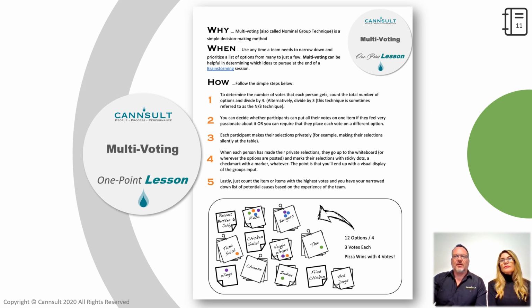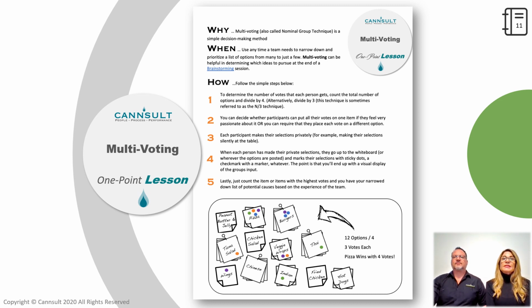which are the most likely high-impact contributors to the problem that we are trying to solve. We could either have a long drawn-out debate that leaves everyone exhausted, or we could eliminate the verbal cyclone and do a quick multi-vote. The method is simple. Count the total number of options and divide by 4. That's how many votes each person gets. You can decide whether participants can put all their votes on one item if they feel really passionate about it, or you can require that they place each vote on a different option.